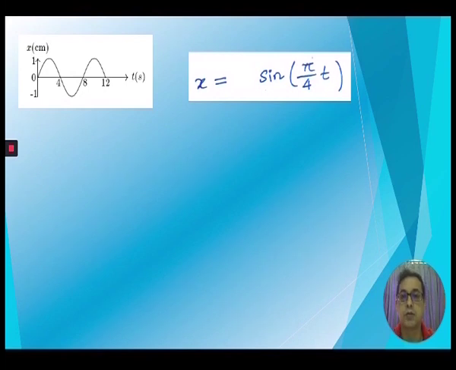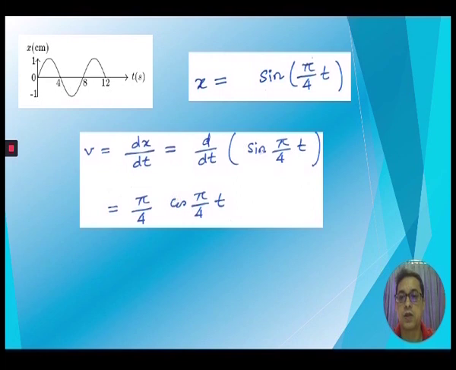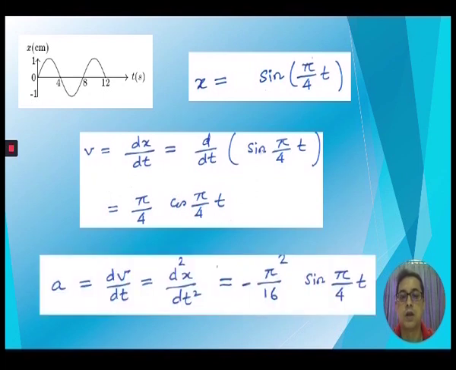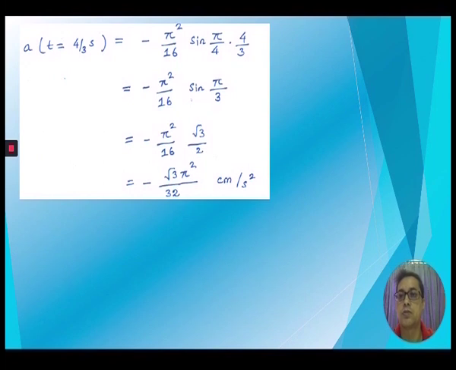Now once you have the appropriate form of the displacement versus time equation, or position versus time, you can find out the velocity. So you differentiate it once to find the velocity, and that turns out to be pi by 4 cos of pi by 4 t. And if you differentiate once again, then you will be able to find the acceleration at time t. And once you find the acceleration at any given time t, you can immediately find the acceleration at t equal to 4 by 3 second, right?